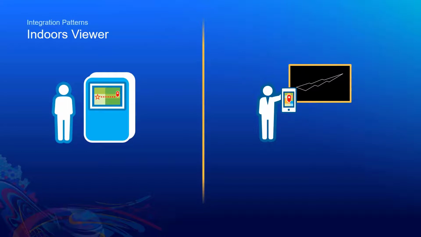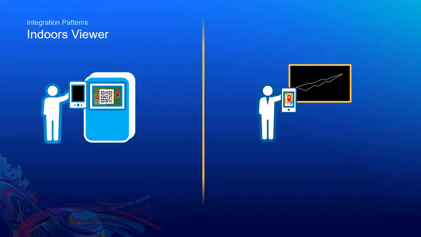In our first scenario, we can configure the Indoors Viewer to provide the visitor a QR code that they scan with their mobile device. Scanning the code launches their device's web browser and opens the Indoors Viewer complete with the route they found using the kiosk, so they'll have turn-by-turn directions in the palm of their hand as they cross the campus to their meeting.